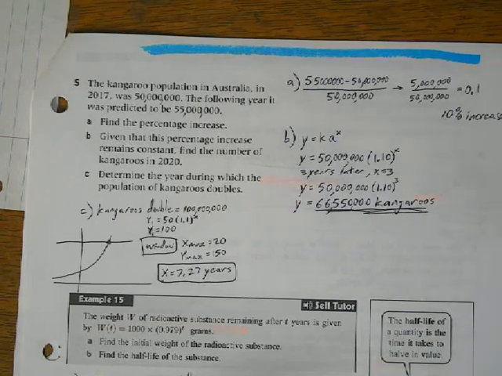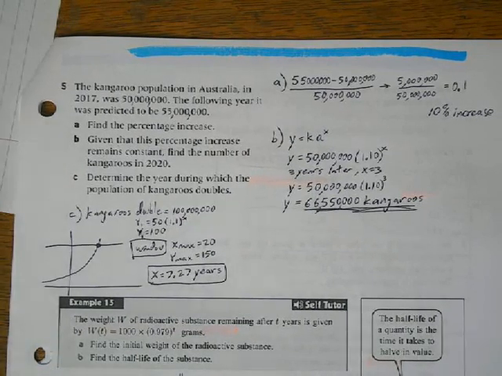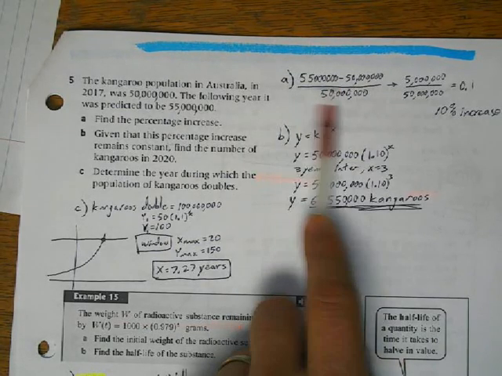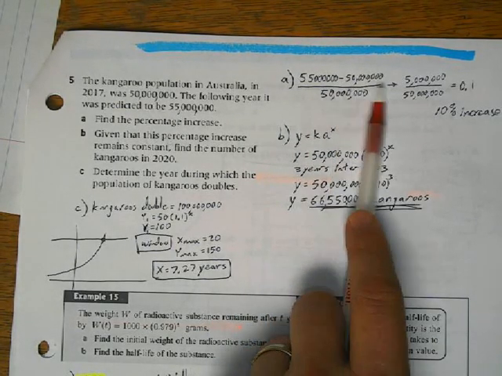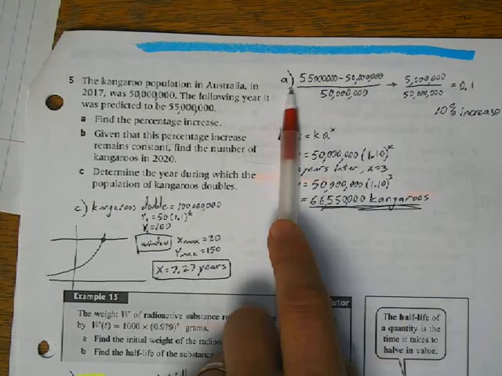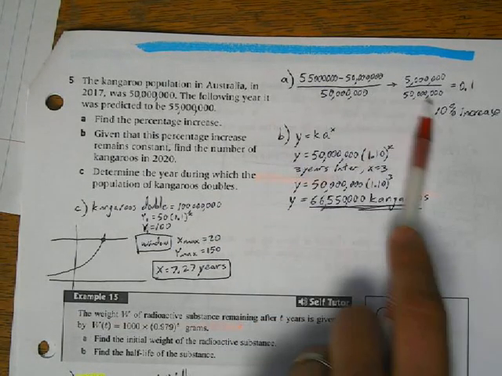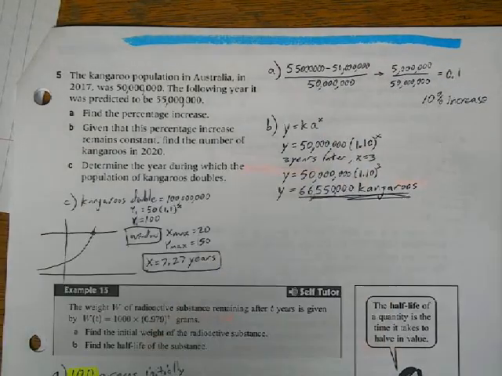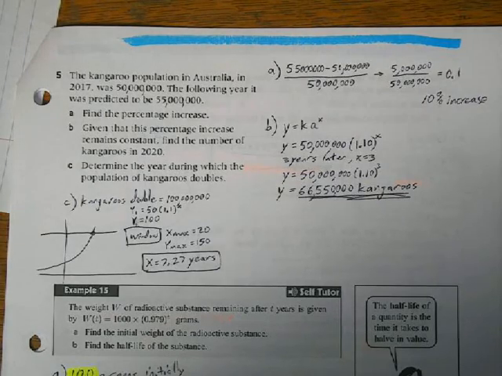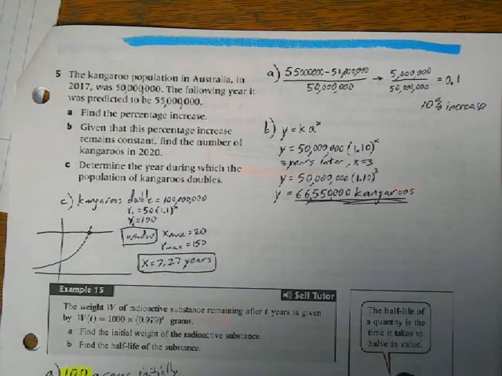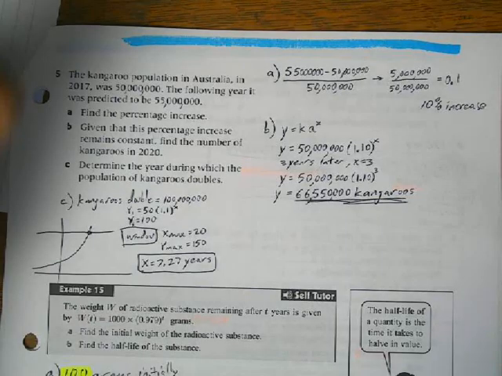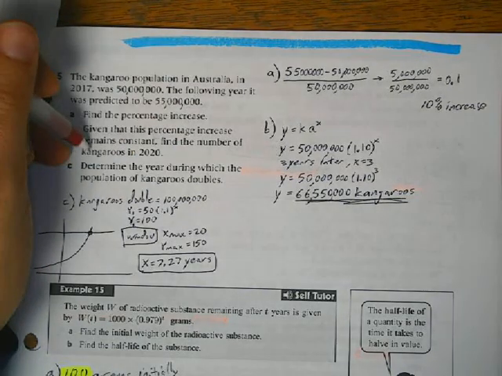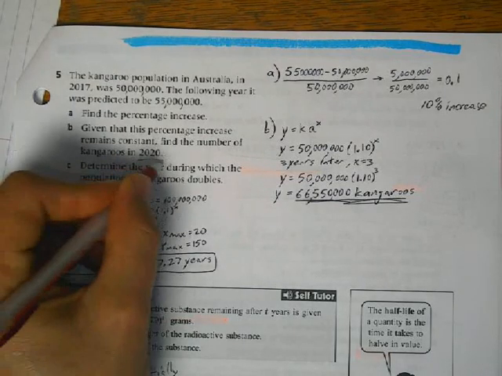Question number 5. Find the percentage increase. So we take our predicted population minus the initial population divided by the initial population, and then we're going to get a 10% increase. We're going to talk more about this percentage increase when we do the financial math chapter. Okay, given the percentage increase remains constant, find the number of kangaroos in the year 2020.